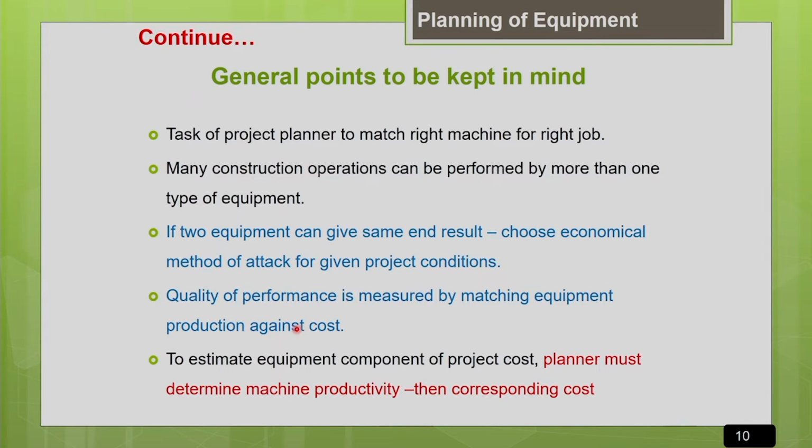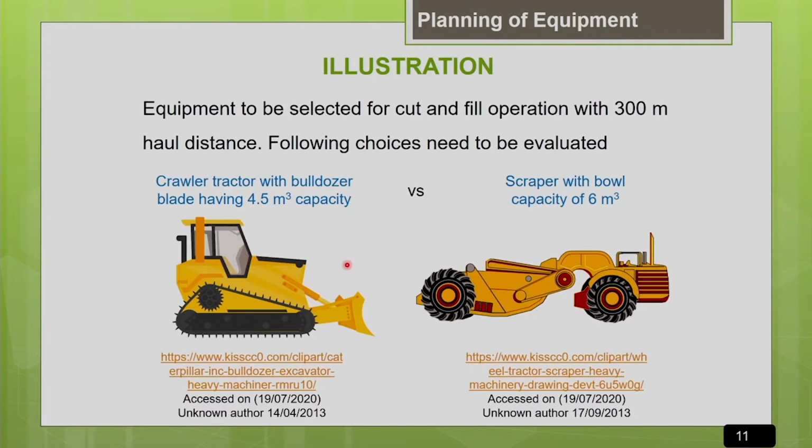So how to estimate the productivity and how to estimate the cost, we are going to discuss in detail in the upcoming lectures. So let us see a simple example on how to make the equipment selection. See, basically the job assigned here is to choose earth moving equipment. Equipment is to be selected for cut and fill earth moving operation for a 300-meter haul distance. Okay, so there are two choices given. One is your normal crawler bulldozer with a blade, earth moving blade having 4.5 meter cube capacity, and the other option given is your scraper with a bowl of 6 meter cube capacity.